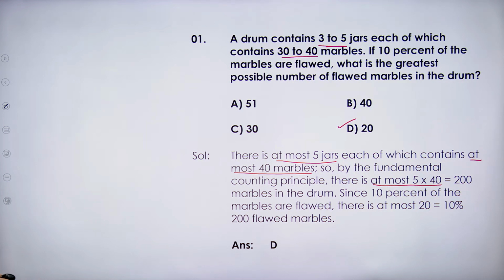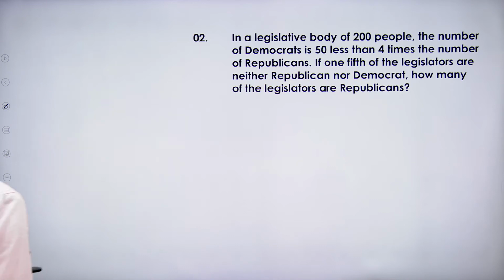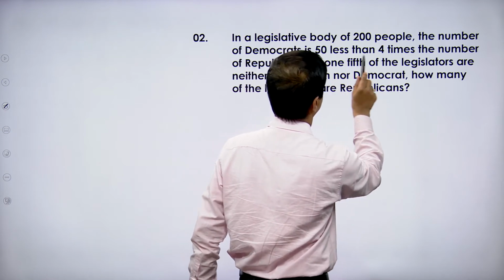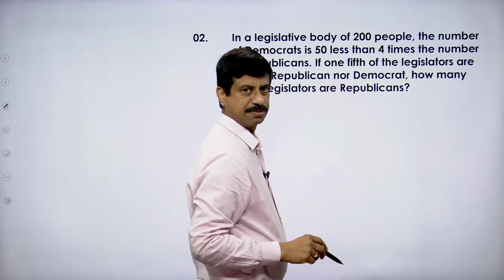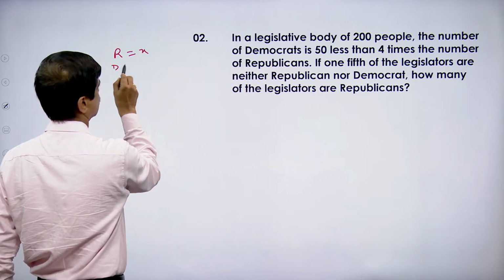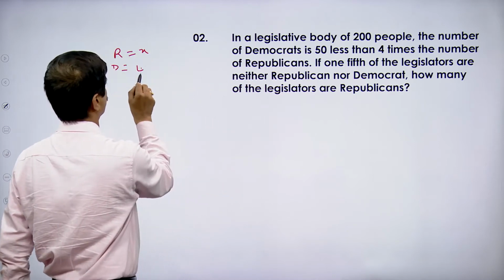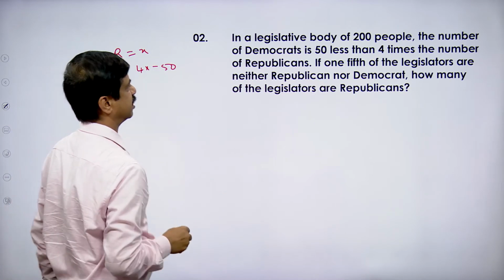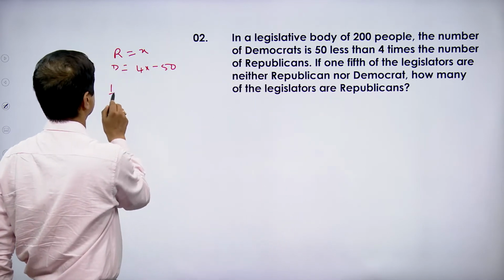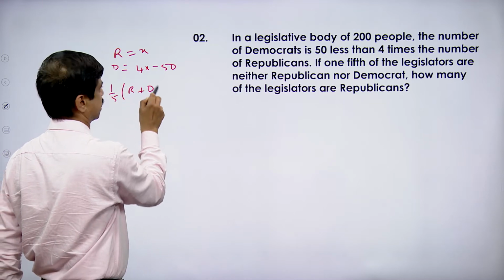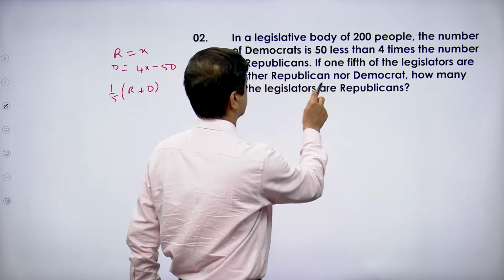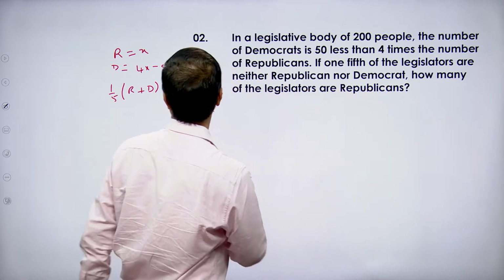Right children, let us go to the next question. In a legislative body of 200 people, the number of Democrats is 50 less than 4 times the number of Republicans. So let us call Republicans x. So Democrats are 4 times Republicans, 4x, and 50 less means minus 50. If 1/5 of the legislators are neither Republicans nor Democrats, so neither of these two.